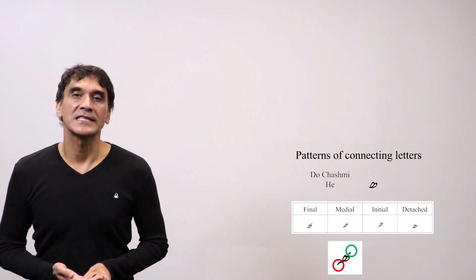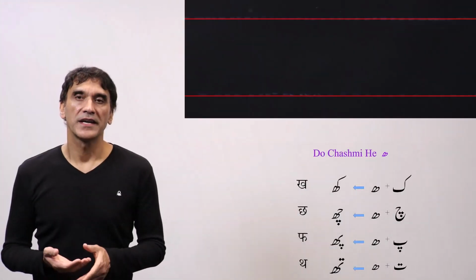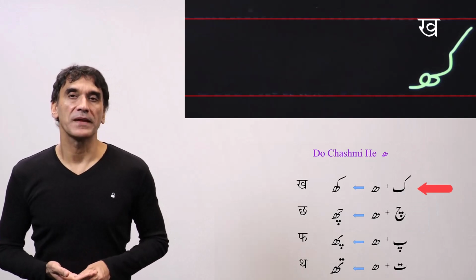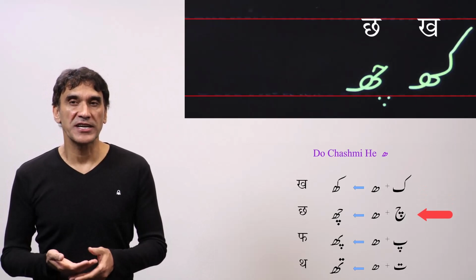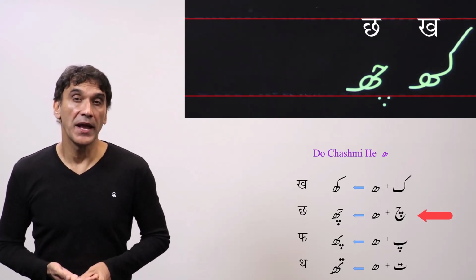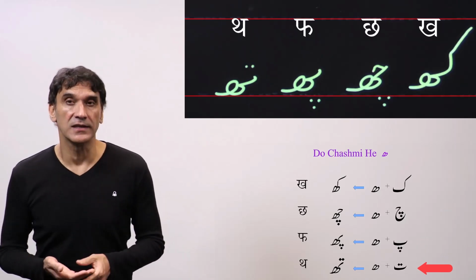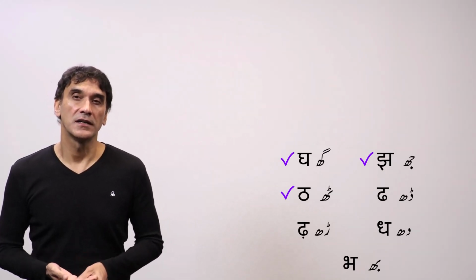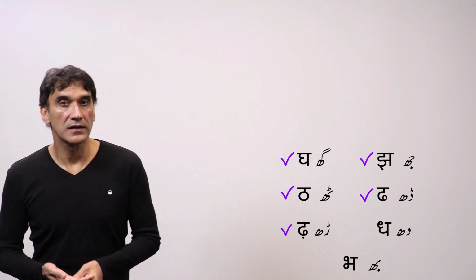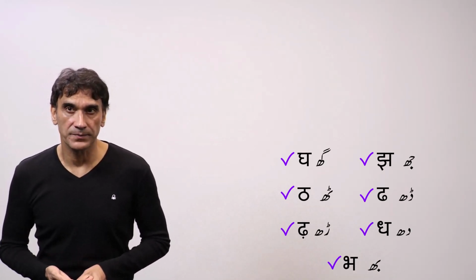Let's now see how the aspirate consonants will be formed in Urdu. Here you have Kaf plus Do Chashmi He. It represents the kh sound and letter in Hindi. Similarly, Che plus Do Chashmi He is chh. Pe plus Do Chashmi He is pha, and Te plus Do Chashmi He is tha, and so on. The Hindi aspirated letters gh, jh, tha, dha, rha, dha, and bha will also be made in a similar way.